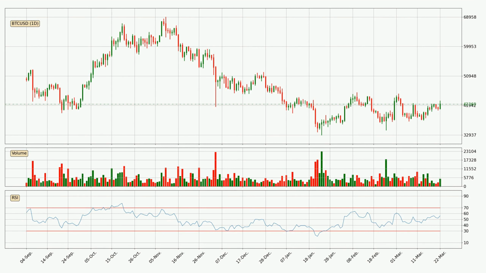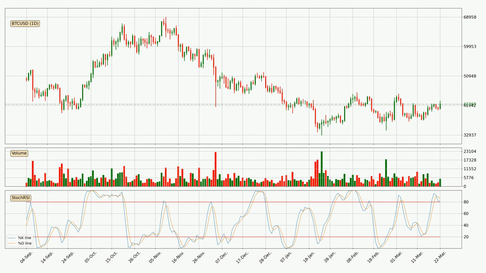Jumping to the daily relative strength index, the current daily RSI is at 56, so it doesn't show signs of overbought or oversold conditions at this point. Looking at the daily stochastic RSI, both the %K and %D lines are in the higher region, which means that the price is getting overbought and soon a trend change or at least some kind of consolidation could be expected. The K line is below the D line, which shows that the trend has shifted to the downside.